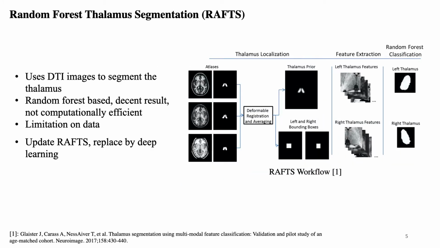The random forest thalamus segmentation algorithm, RAFS, actually uses the DTI image and the MP-RAGE to segment the thalamus. It is a random forest based algorithm. First of all, they find a bounding box. Then they use the bounding box to crop the MP-RAGE and also the DTI feature images. Then we can get a segmentation of the thalamus. However, RAFS is very limited on the dataset and it's very slow. So we want to update RAFS and replace it with deep learning.